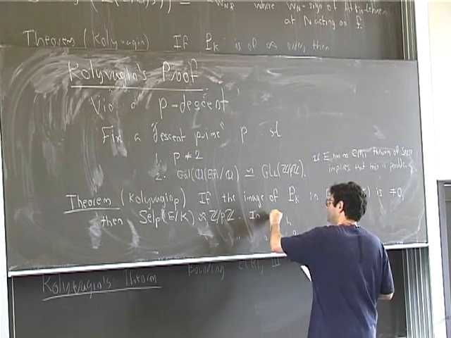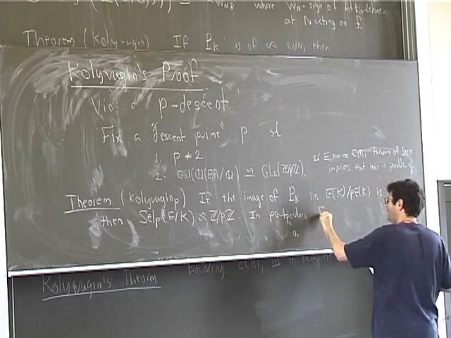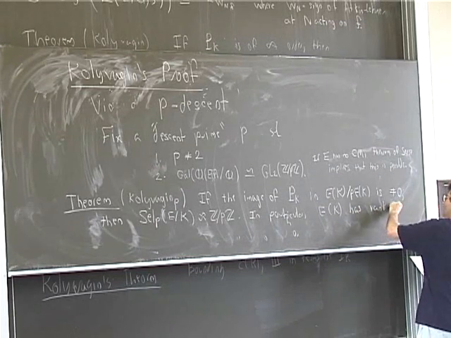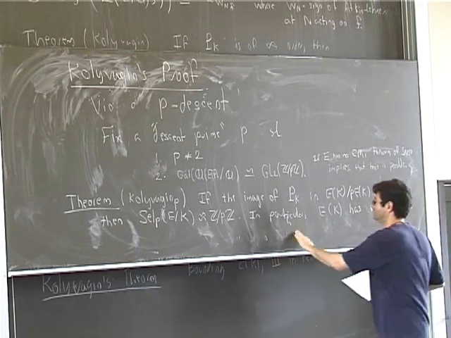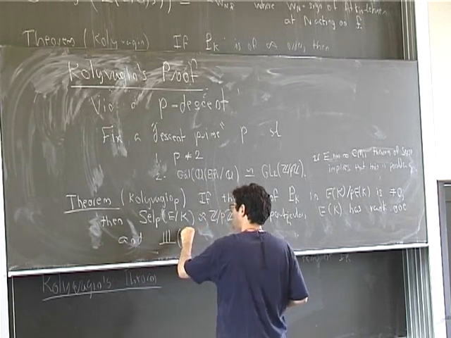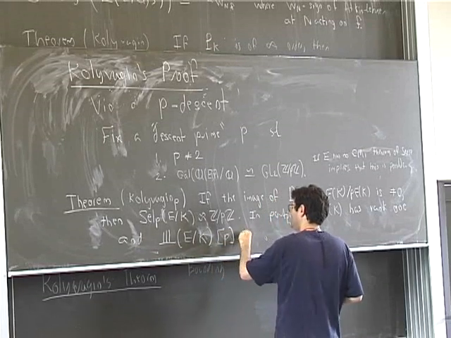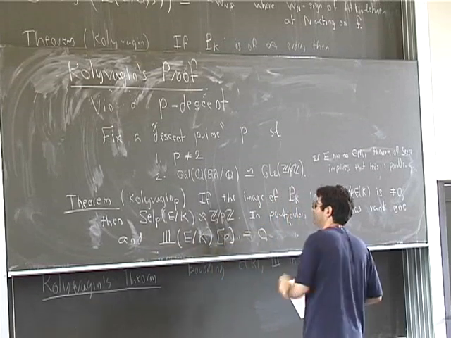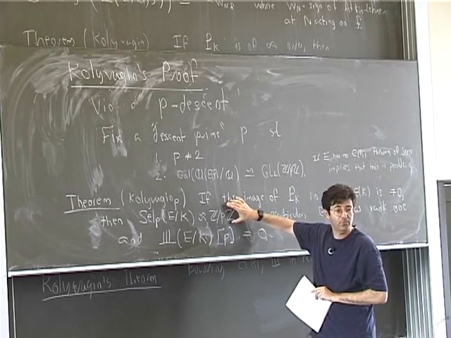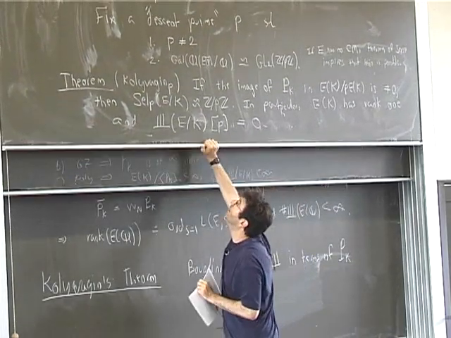In particular, E(K) has rank 1, and the p-torsion in the Shafarevich-Tate group of E over K is trivial. Okay, if I've succeeded in bounding the Selmer group, remember, so why is this the case?